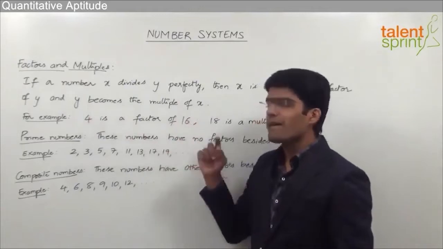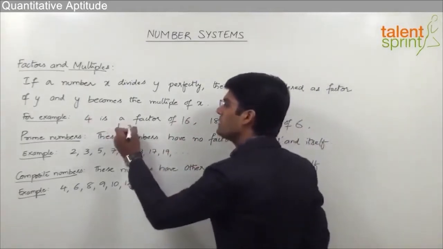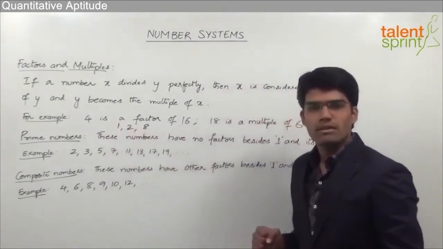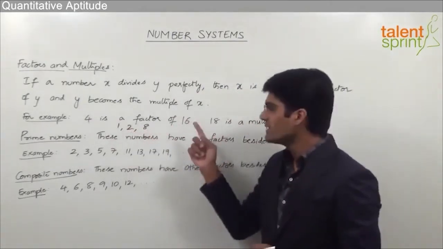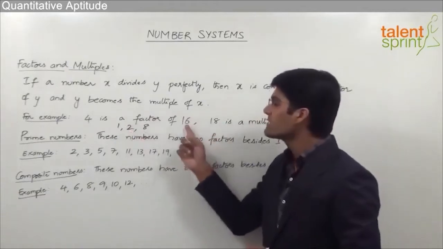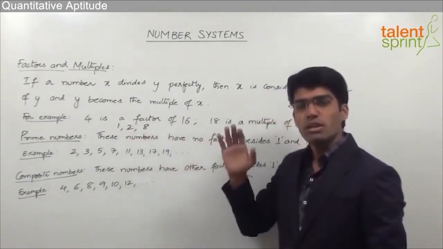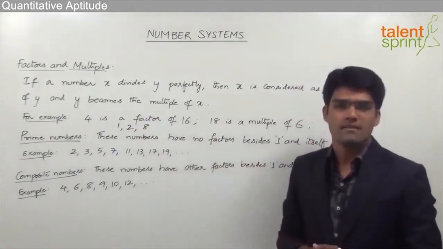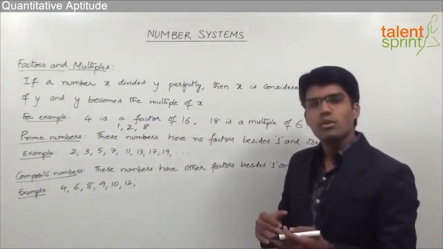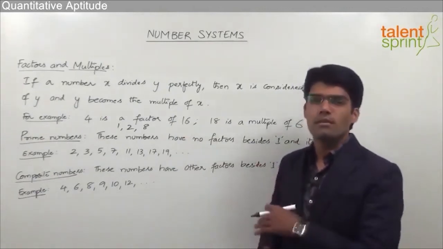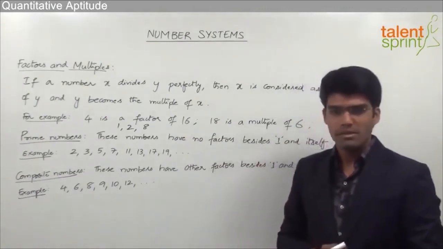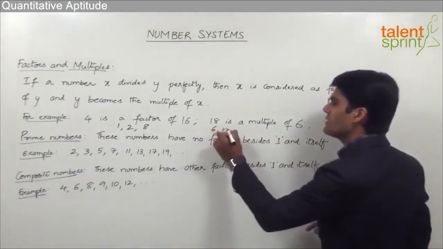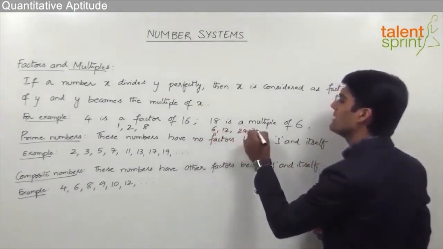Apart from 4, the other factors of 16 are 1, 2 and 8. Why? Because 16 is exactly divisible by all the three numbers. 16 by 1 is equal to 16, 16 by 2 is equal to 8, 16 by 8 is equal to 2. So only those numbers which can exactly divide the given number should be taken as the factors of the number. And similarly, only those numbers which are exactly divisible by the given number should be considered as multiples of the number. For example, apart from 18, the other multiples of 6 are 6, 12, 24, 30 and so on.